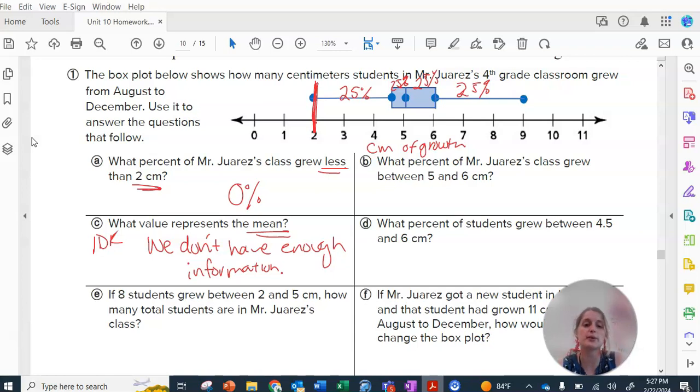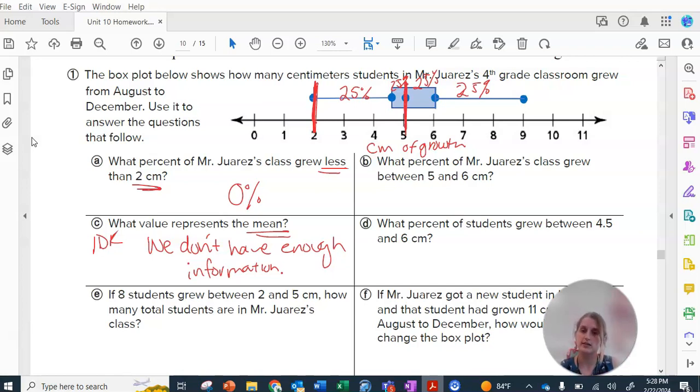All right, the next one is a percent one. Ooh, E is not a percent problem. You should not have a percent symbol on this answer. If 8 students grew between 2 and 5 centimeters, I stop reading. I know there's a question after that, but I'm not thinking about it yet. I'm looking for the 2 and the 5 centimeters. 2 is my minimum right here. 5 is my median. I see 2 sections or 50% of my data right there.